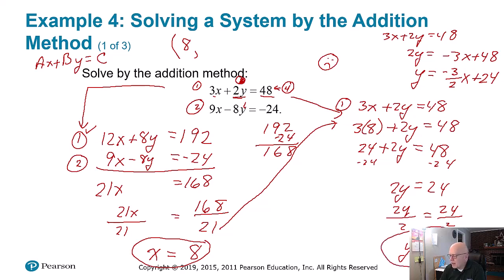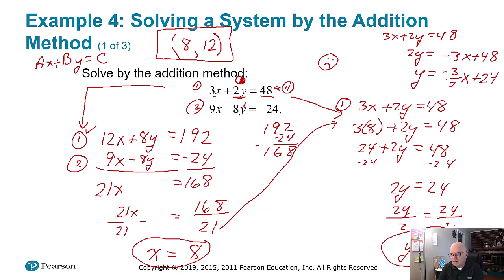Now remember, the answer isn't 8. The answer is not 12. The answer is 8, 12. Our answers are ordered pairs. Now that's our proposed answer. Do we know it's true?